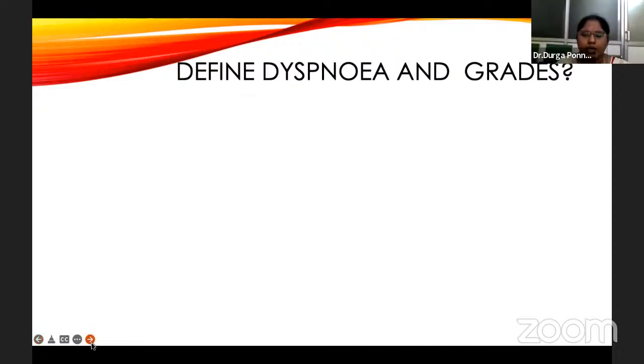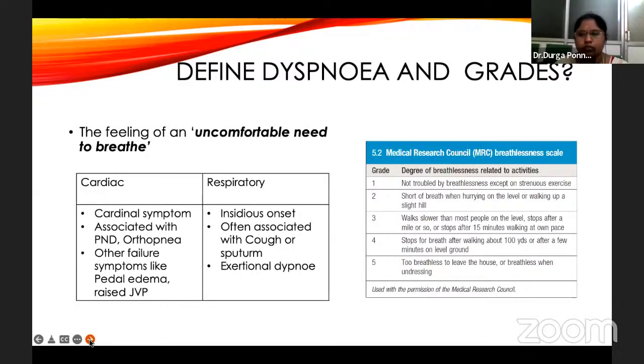MMRC has 5 grades. Grade 0, dyspnea with strenuous exercise. Grade 1 is dyspnea when walking uphill. Grade 2, dyspnea when walking at the same pace as others of the same age group. Grade 3, patients are too breathless to walk more than 100 yards. Grade 4, too breathless to leave the house.